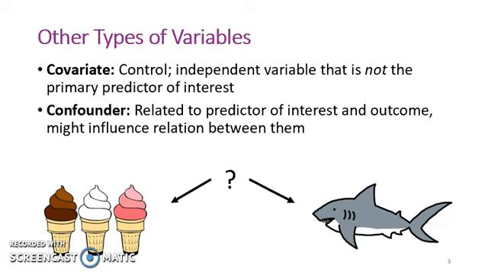A classic confounding example is the relation between ice cream sales and shark attacks. Every year, increasing ice cream sales are related to increased shark attacks. The confounding variable is temperature, because hotter weather means both more people at the beach and therefore more shark attacks, and higher ice cream sales. People like more ice cream when it's hotter out.